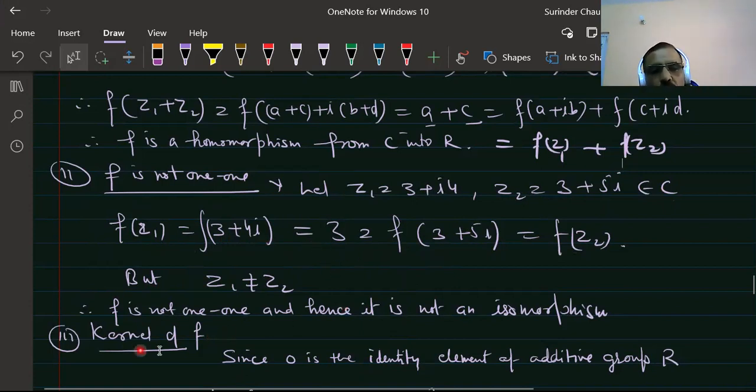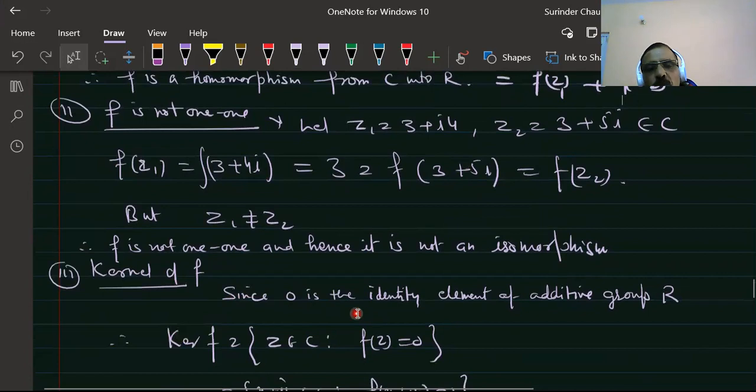Now to find the kernel of f, since addition is the binary operation on both the sets, and 0 is the identity element of the additive group of real numbers, therefore the kernel of f consists of all z belonging to C such that f of z is equal to 0.